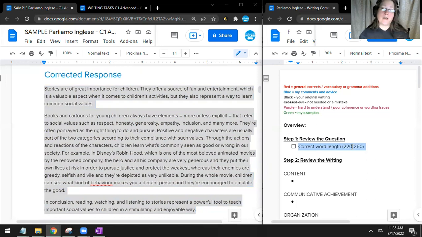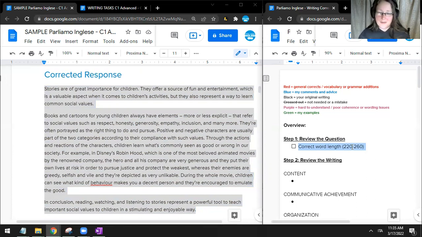And if I have any IELTS people watching, because I know that I do have IELTS students sometimes, in IELTS you will be penalized for not reaching the word length. Okay, so in C1 Advanced and B2 First, it is only a guideline.